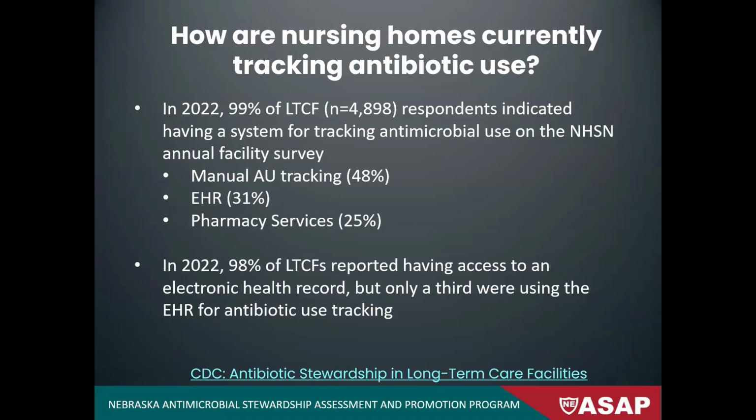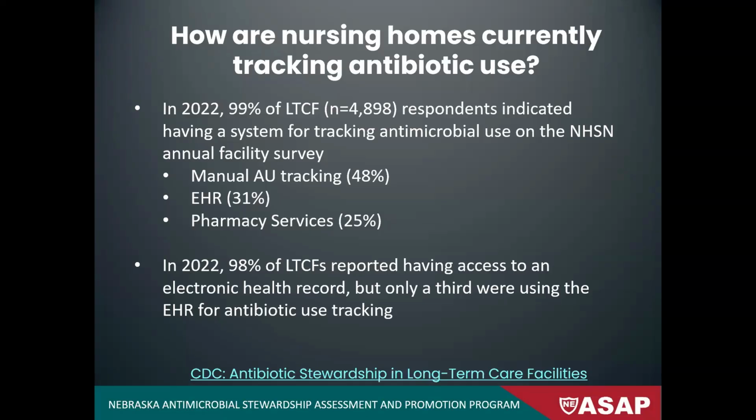As of 2022, 99% of nursing homes in the country reported that they do have a system in place for tracking and reporting antibiotic use. So you can see right there how far that has come, from many, many facilities getting cited for it in just a few years to nearly 100% of them having something in place.